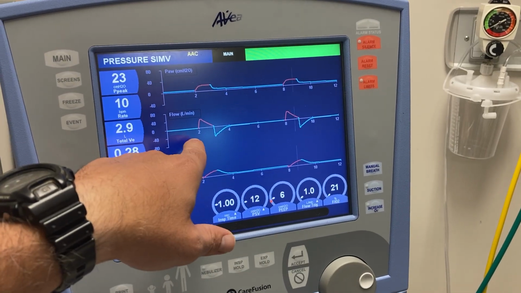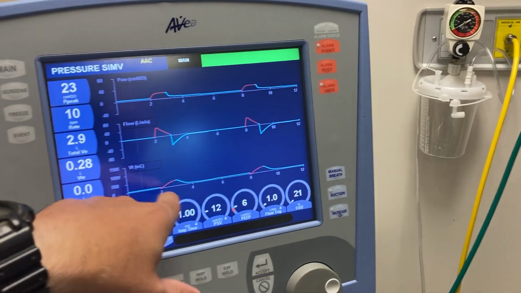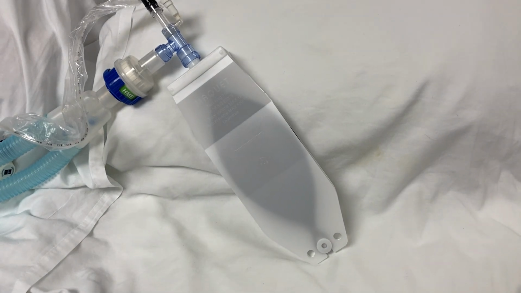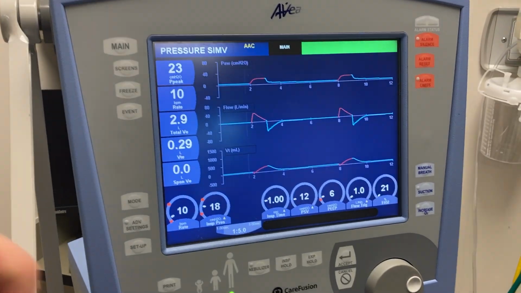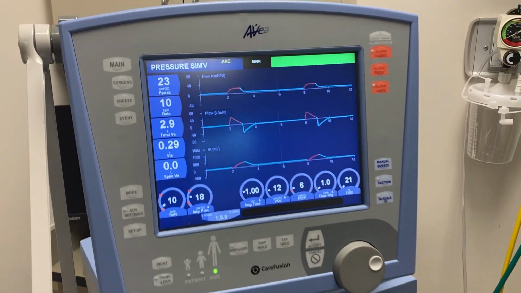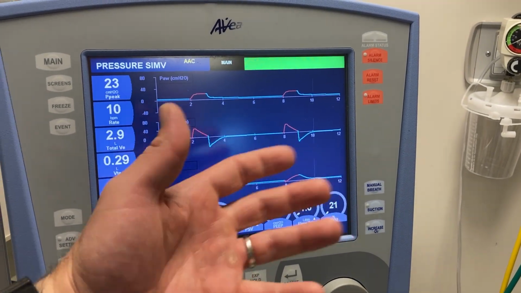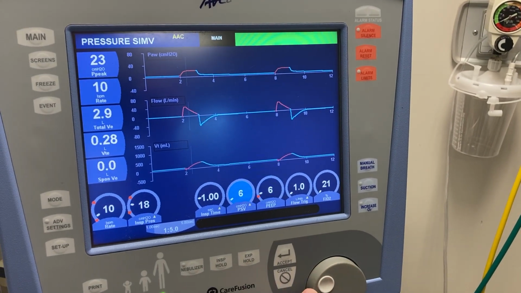So at 2 seconds, it gave a breath. At 8 seconds, it gave a breath, and so on and so on. So every 6 seconds, as long as my patient is not breathing spontaneously, and that test lung does not have the ability to breathe spontaneously, the machine's going to fire a breath. The patient can breathe spontaneously in this mode of ventilation, and those spontaneous breaths will be helped, if you will, from the ventilator with whatever you dial in as your pressure support.